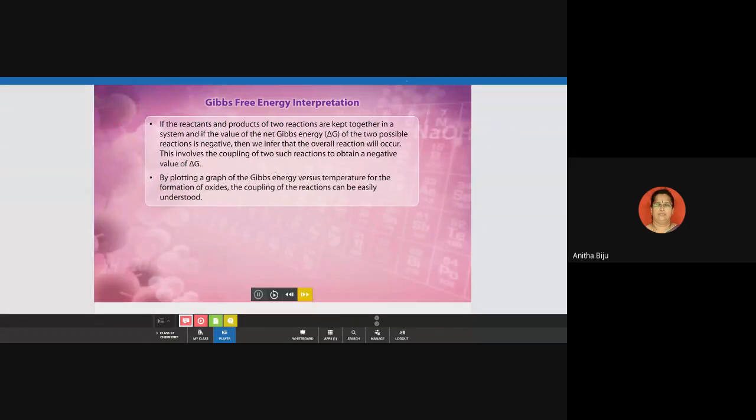If the reactants and products of two reactions are kept together in a system, and if the value of net Gibbs energy of the two possible reactions is negative, then you can write this part only: the overall reaction will occur. This involves coupling. Coupling means combining two equations together of two such reactions to obtain negative value of delta G. Okay, so this is important.